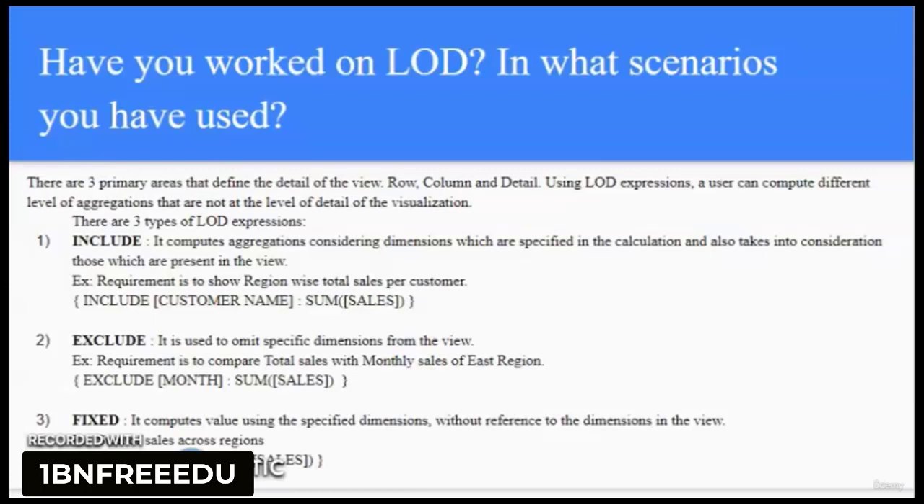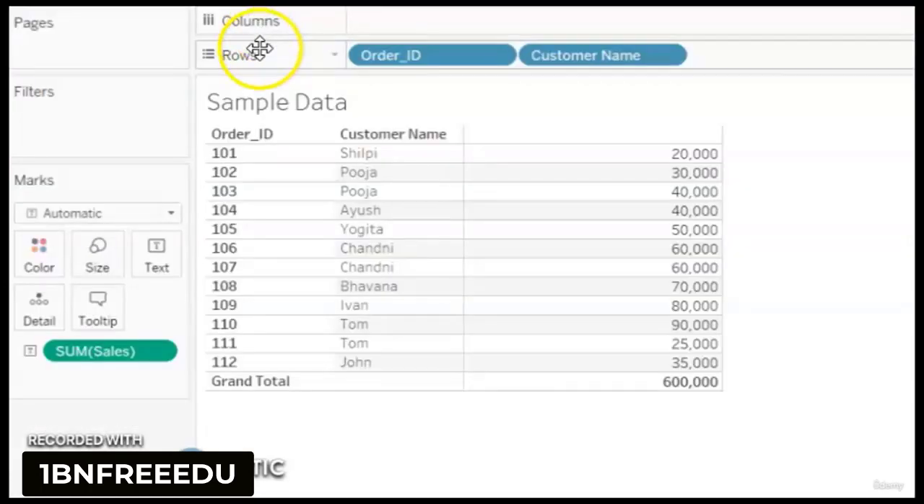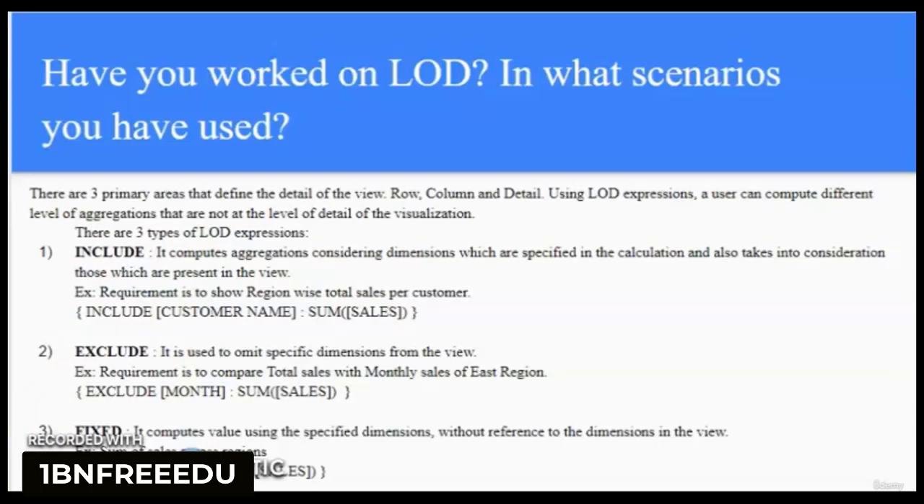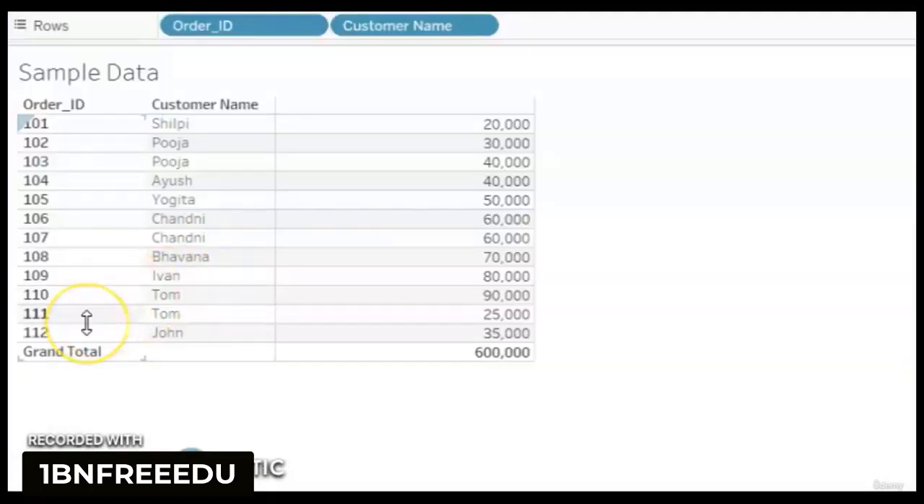So there are three LOD expressions: include, exclude and fixed. Columns, rows and details are the three areas which define the view. Include LOD computes aggregation considering dimensions which are specified in the calculation and also which are present in the view. I have the sample data which has order ID, customer name and sales information.